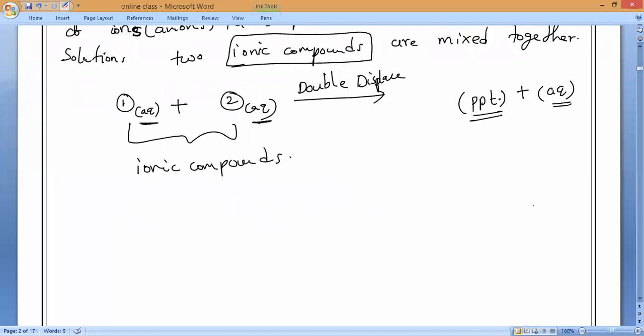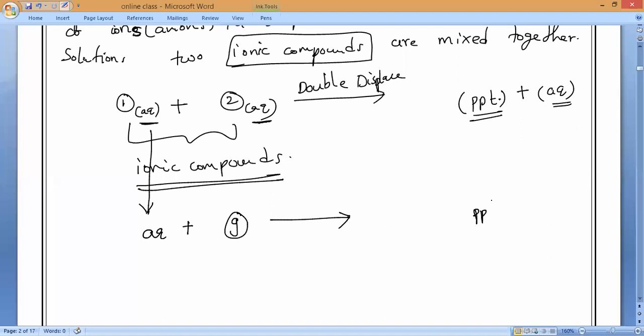Once again, I'm saying both must be ionic compounds, but at least one must be in aqueous state. Then it will react with a gas. If a gas is also present, then we are going to get a precipitate plus an aqueous product. So this is the possibility.